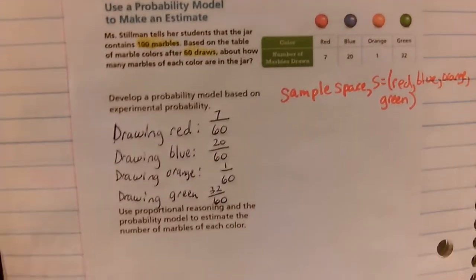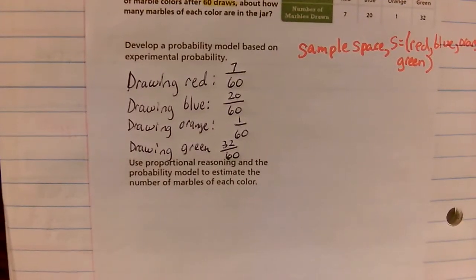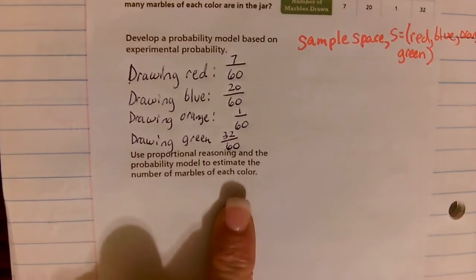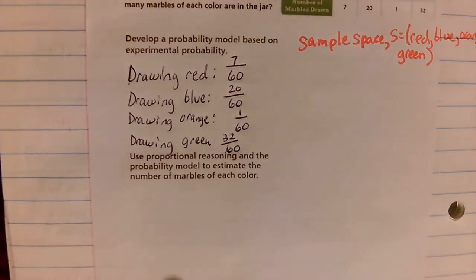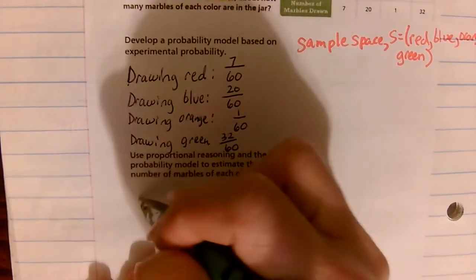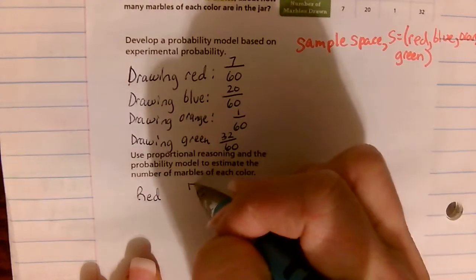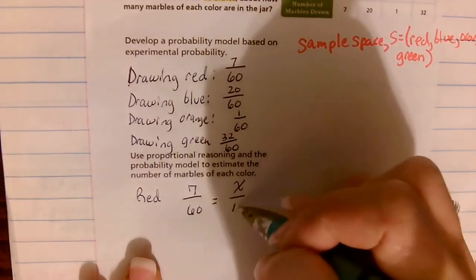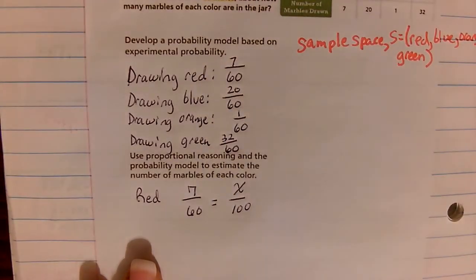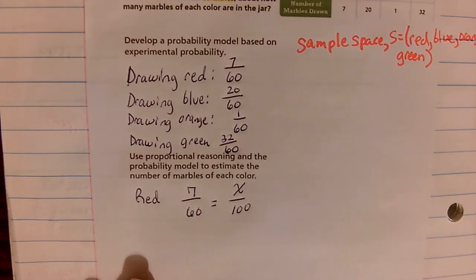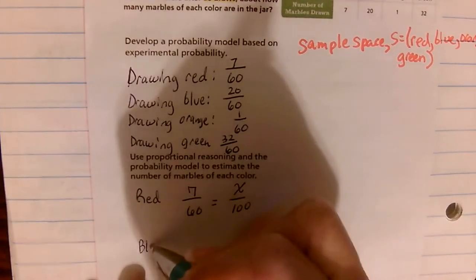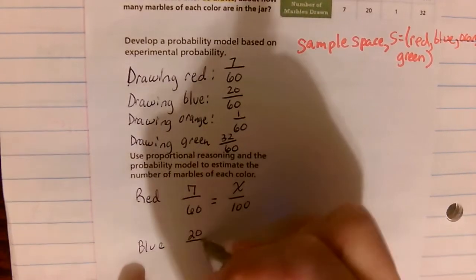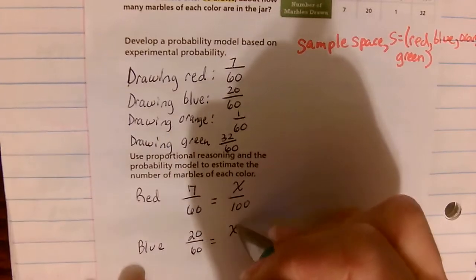Next, let's use proportional reasoning and the probability model to estimate the number of marbles of each color. Alright, so we're actually going to build proportions here. We would say for the red, we would do 7 out of 60 equals x over 100. That's your first proportion. Your second proportion for blue, that would be 20 out of 60 equals x over 100.